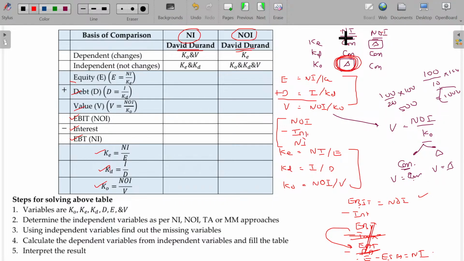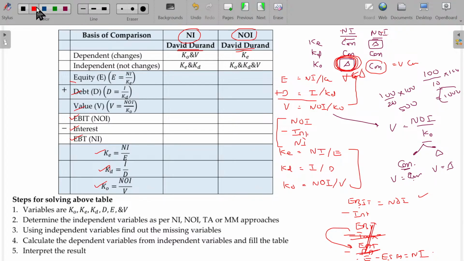As KO is changing under the NI approach, value is also changing. Under this one, KO is constant, so value is also constant. Why is the value constant? Right, KO is constant, because of that value is also constant.